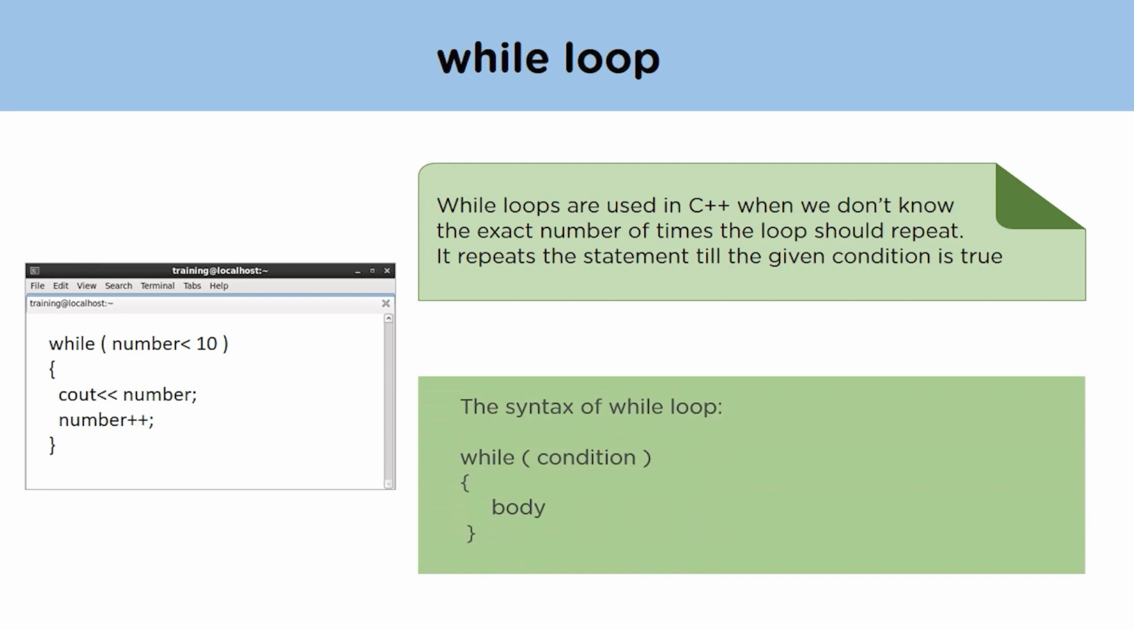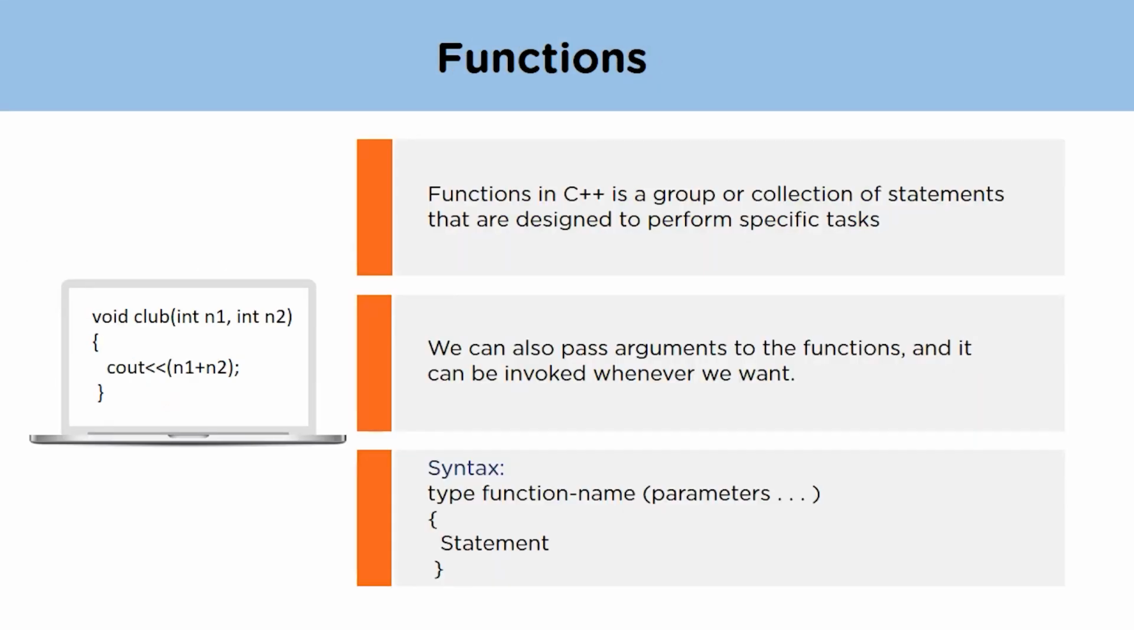Now, moving on to functions. Functions in C++ are a group of statements that are designed to perform a specific task. It allows us to write code inside the function, and then we can use that code every time we need it by simply invoking the function. We can also pass arguments to the function. The syntax of a function is type, function name, and then the parameters. Inside the function brackets, we can write the code and we can invoke the function by calling it from the main function.